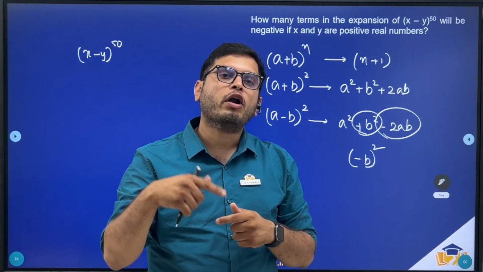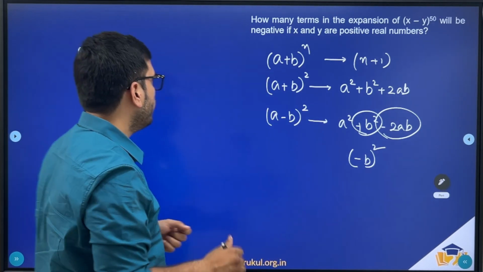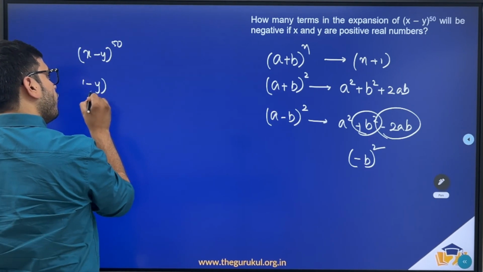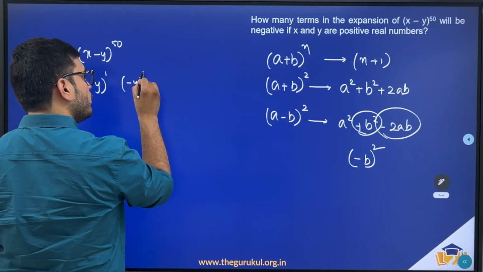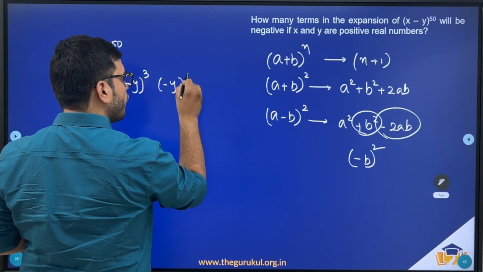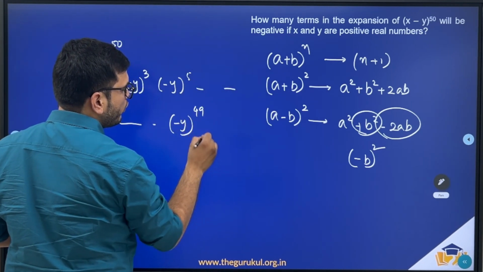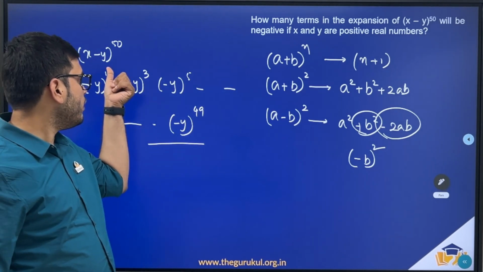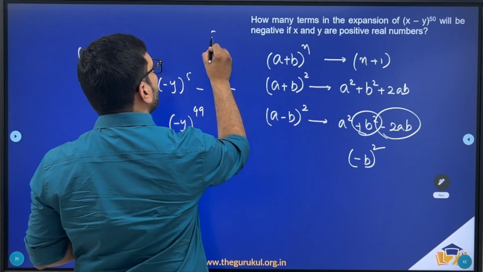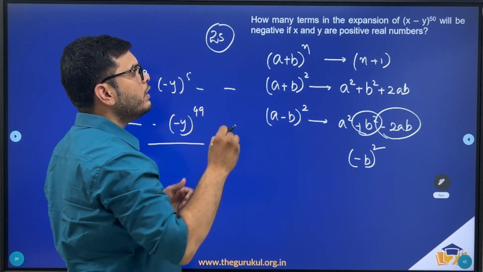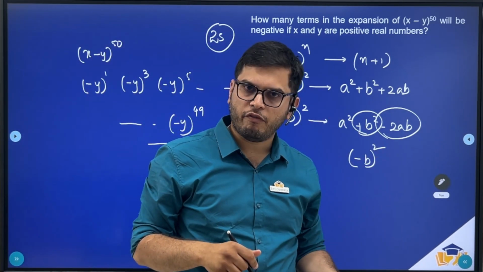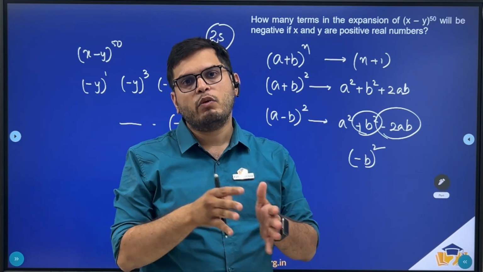Now how many odd powers of -y are possible? We can have (-y)^1, (-y)^3, (-y)^5, and so on till (-y)^49. Now how many terms are there from 1 to 49? You have 25 terms. So in the expansion of (x - y)^50, there will be 25 terms which are negative.